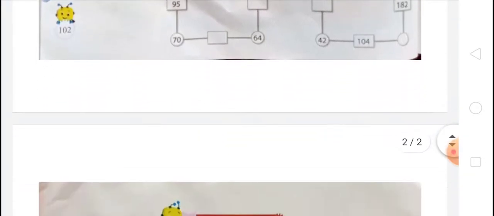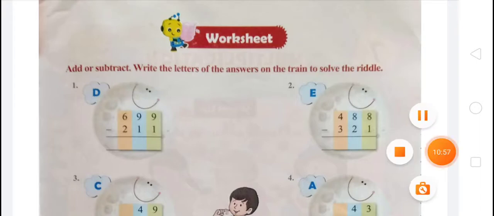And the next question, there is a worksheet given. Add or subtract, write the letters of the answer on the screen to solve the riddle. That means you have to solve the riddle.